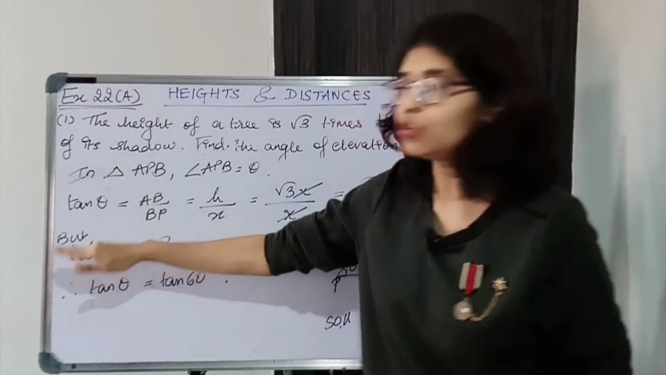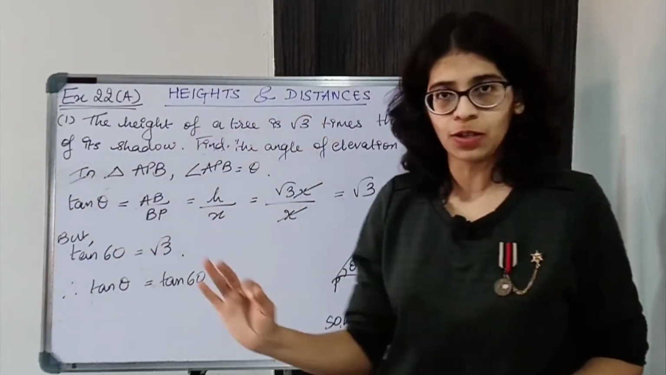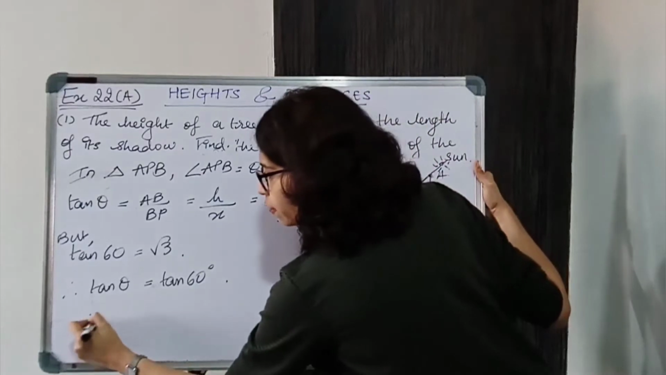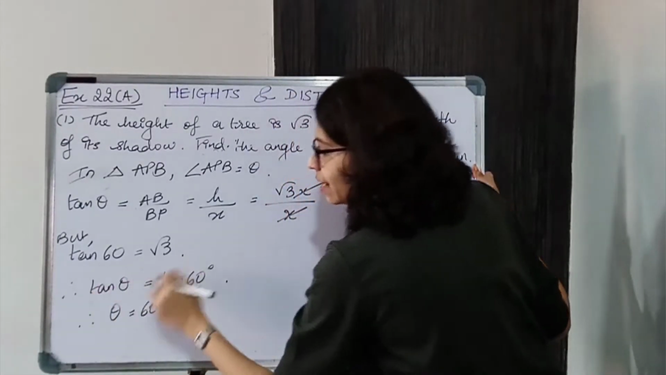मतलब tan theta is equal to tan 60. RHS equal है तो LHS भी equal होगा. So therefore theta is equal to 60 degrees. You never say tan gets cancelled.